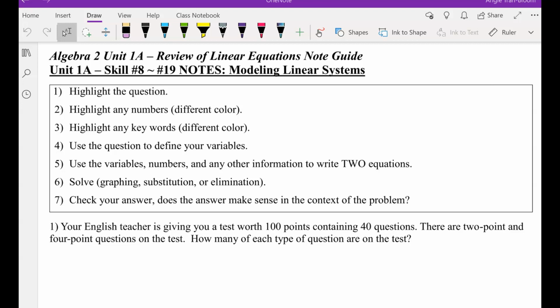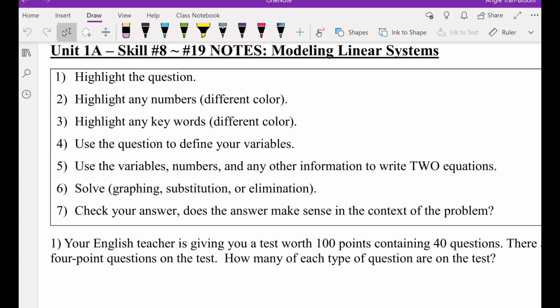Okay. Step number 1, Hannah H., can you please help me read? Highlight the question. Correct. Highlight the question. What is it that we're trying to find? Step number 2, Chris, can you help me read? Perfect. Emily, can you help me read number 3, please? Highlight any key words. Thank you. Number 4, Malin H.